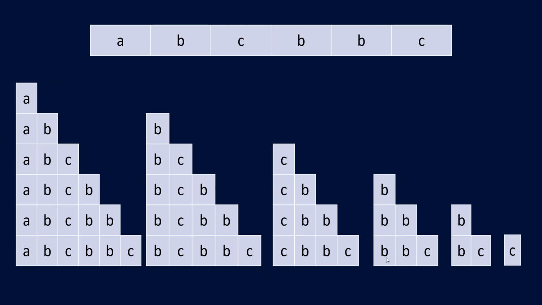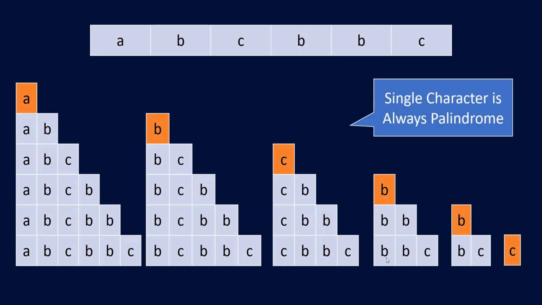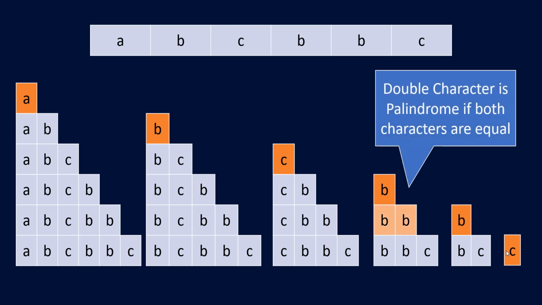Now, the first rule for a palindromic string is that a single character is always considered a palindrome, and so these substrings would be palindromic. So we can add these to our count. Secondly, when you have 2 characters, if both characters are equal, you can say that it is a palindrome. So from all these, we have only this one that has 2 characters where both characters are equal. So we can add this one to our count also.